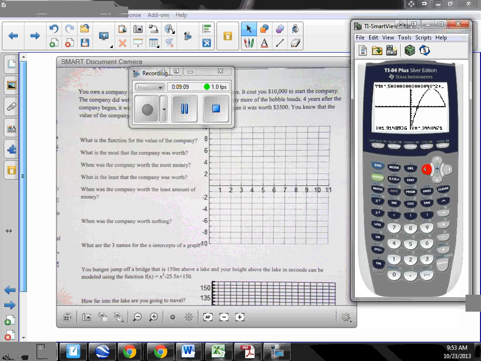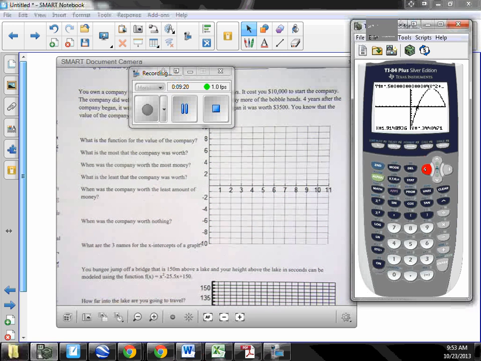All right. The next one says, what are the 3 names for x-intercepts? We call them zeros. That's one answer. The reason they're called zeros is because that's where y equals 0. They're also called roots. And the reason we call them roots will become apparent tomorrow.